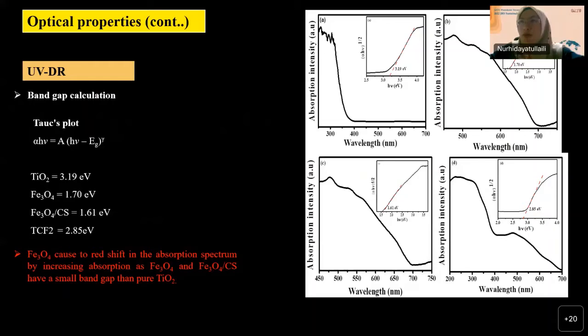For example, for the pure TiO2, the band gap recorded is around 3.19, and as the ternary system has been introduced, the band gap reduced to below 3, which is 2.65. So the main objective of this study has been achieved by reduction of the band gap, making the system applicable under solar light radiation.